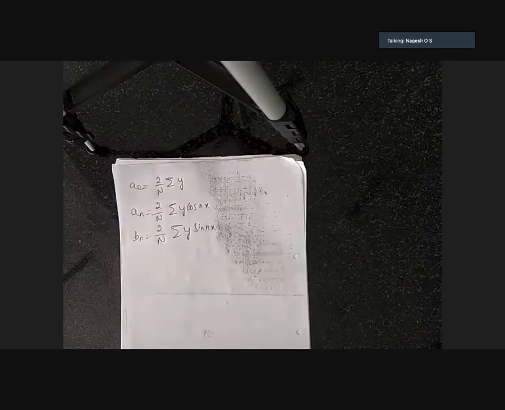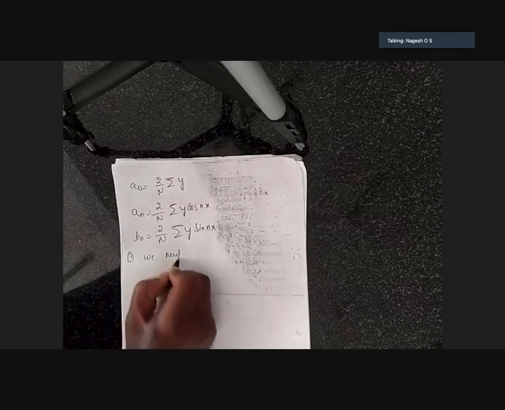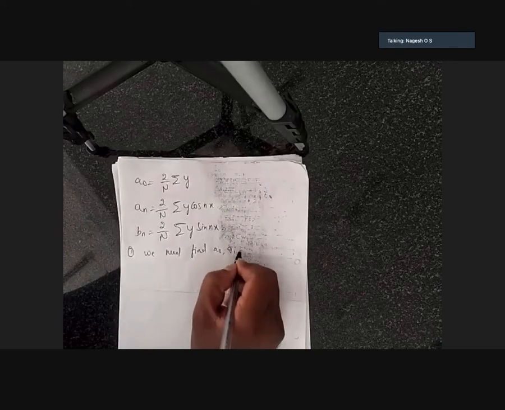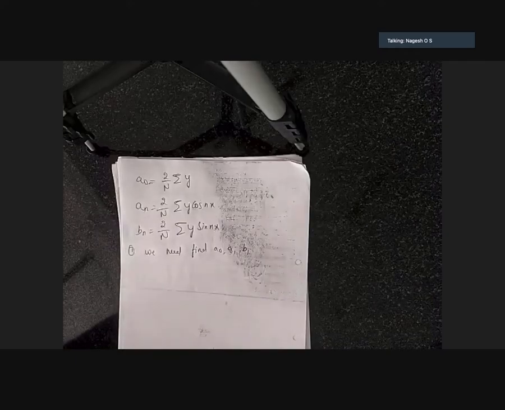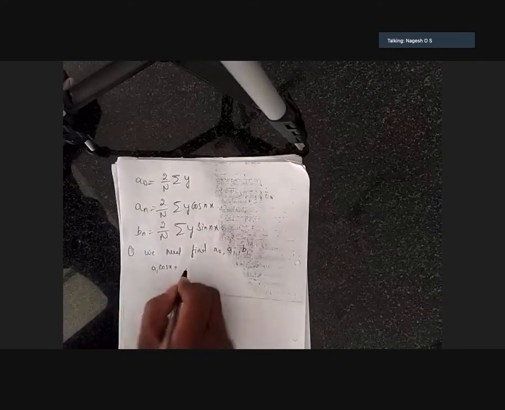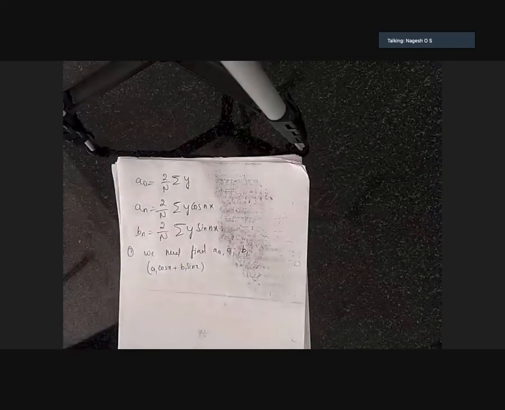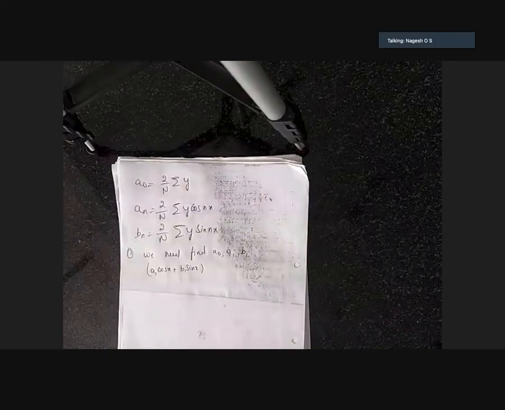What do we need to find? We need to find A0, A1, B1. Why? Because first harmonic means A1 cos x plus B1 sin x. We need to find this. That's why we need A0, A1, B1.